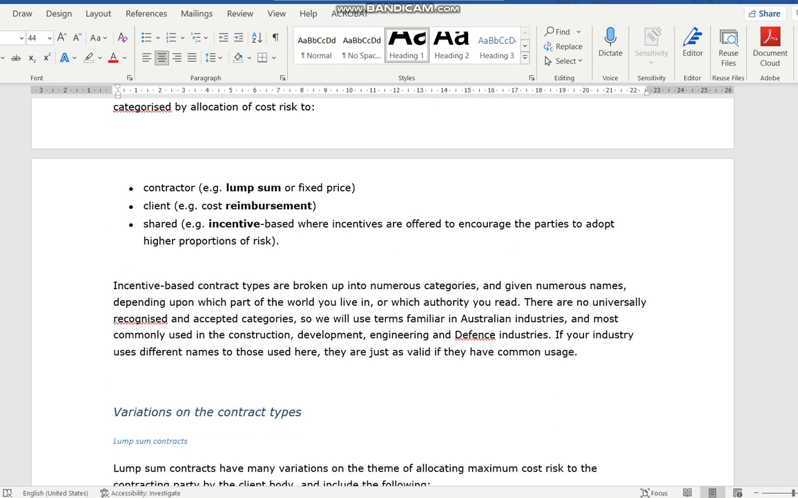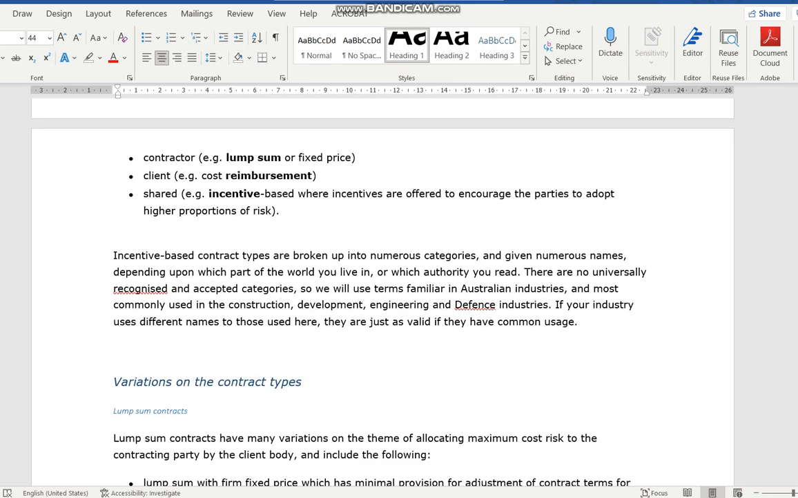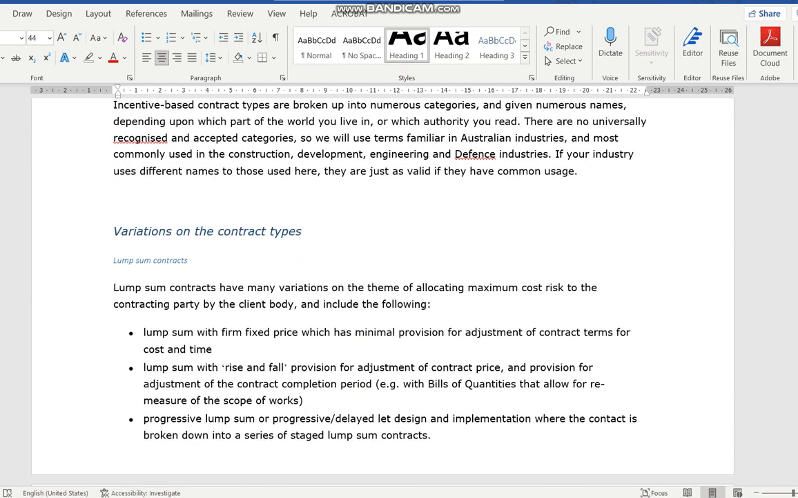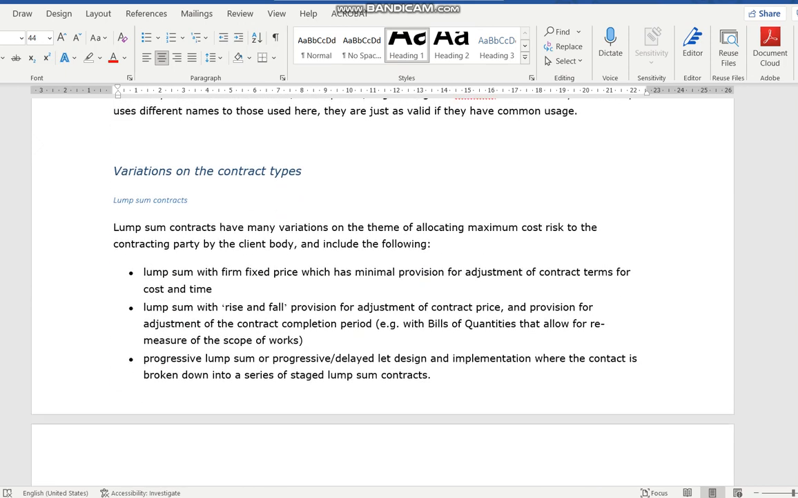There are many variations here. Let's say a lump sum contract. A lump sum contract is pretty much what we call a fixed price contract, meaning that you look at the drawings, the specification, or the technical documents that are going to be provided, then the contractor needs to quote and propose the price accordingly.